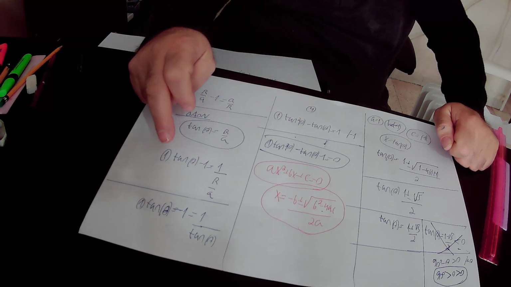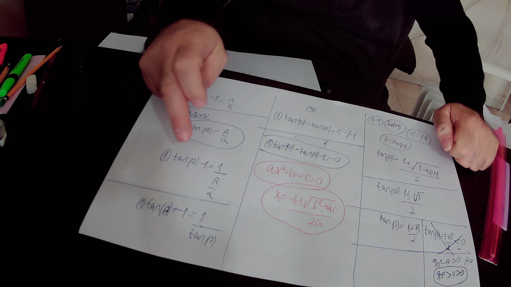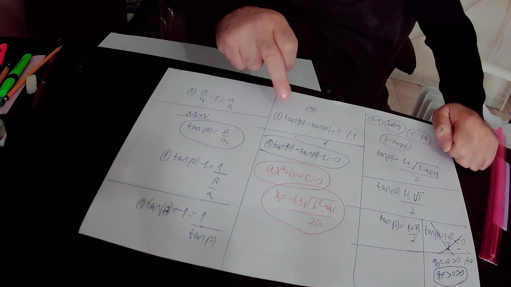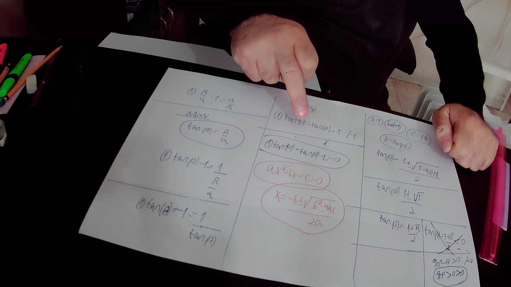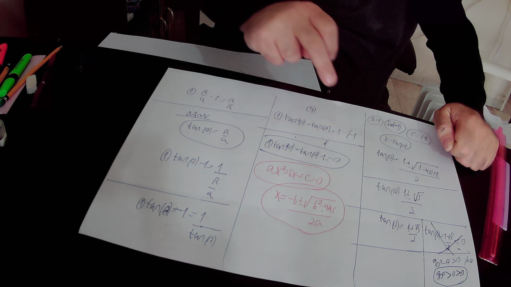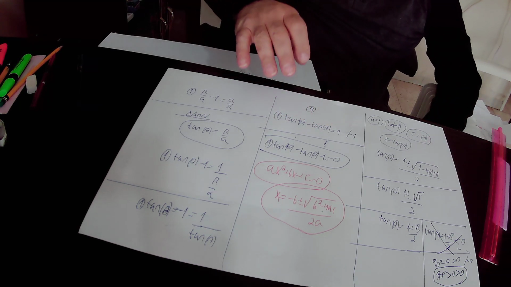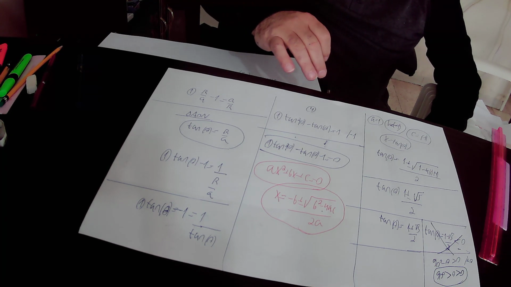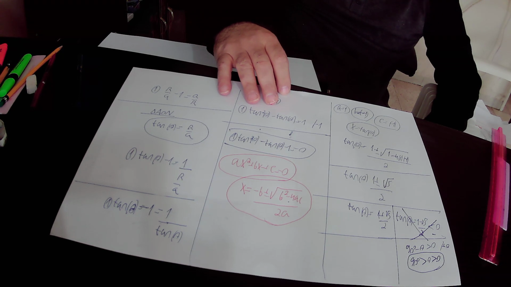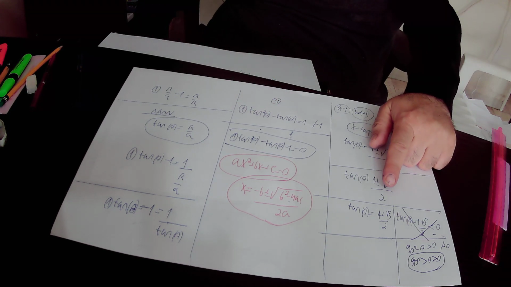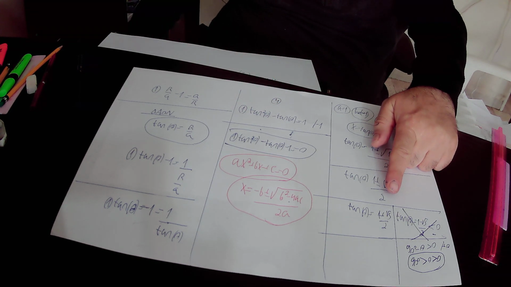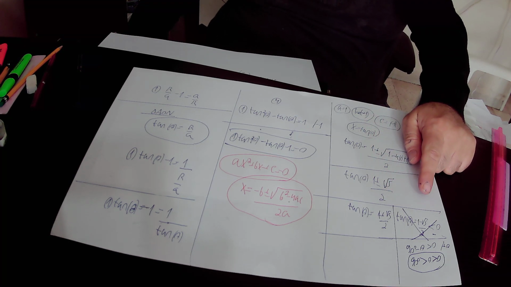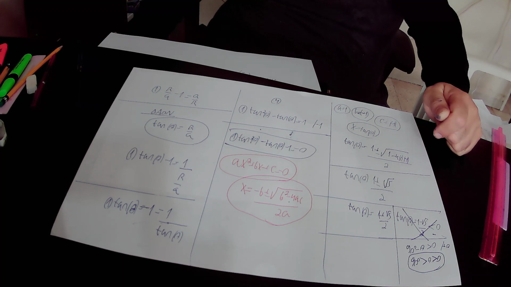We multiplied equation number 1 by tangent theta, and we got here tangent squared theta minus tangent theta minus 1 equals 0. We had here a quadratic equation. We solved this quadratic equation and we got two solutions for tangent theta. The first solution is 1 plus square root of 5 over 2, and the second solution is tangent theta equals 1 minus square root of 5 over 2. That is a negative solution.